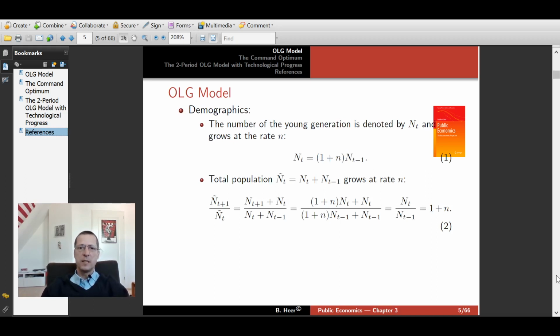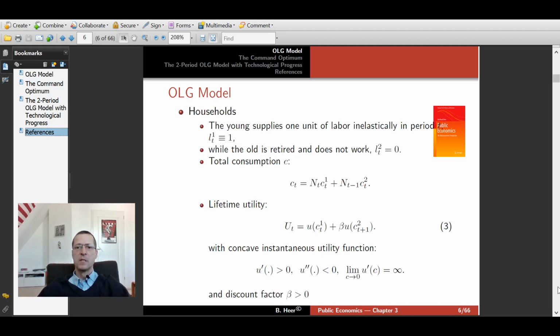So the demographics will be the same in the command optimum as in the decentralized economy. So N_t is the number of young people in period t. So in period t minus 1, we had N_{t-1} people, and n is the population growth rate. So we have 1 plus n children for each person in the economy. And the population growth rate n is the same for the number of young people and for total population. We assume that households consume c_t^1 at young age when they are age 1 in period t, and c_{t+1}^2 in period t plus 1 when they have age 2. So the superscript 1 or 2 is the age, 1 for workers, 2 for retirees, and the subscript t or t plus 1 is the time index.